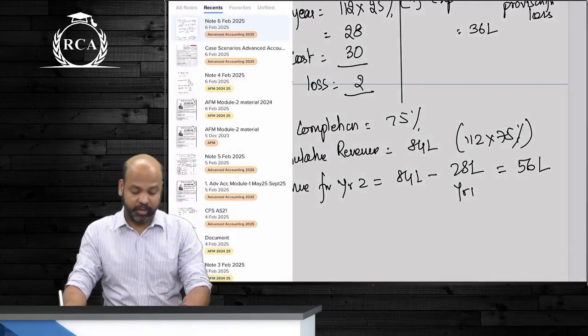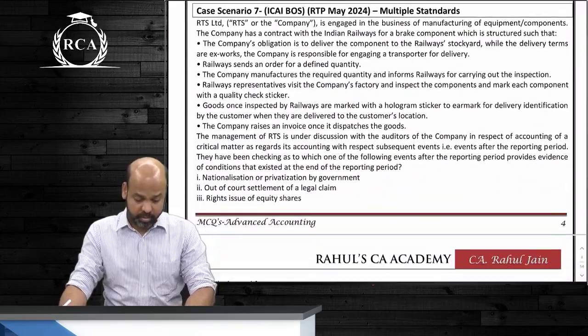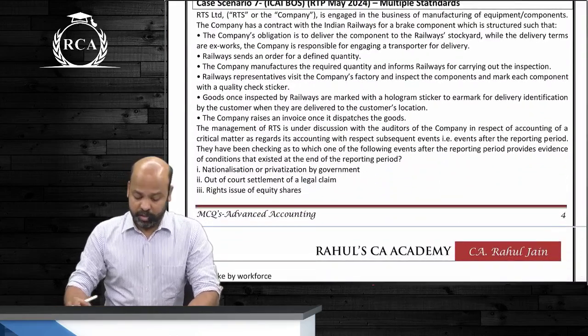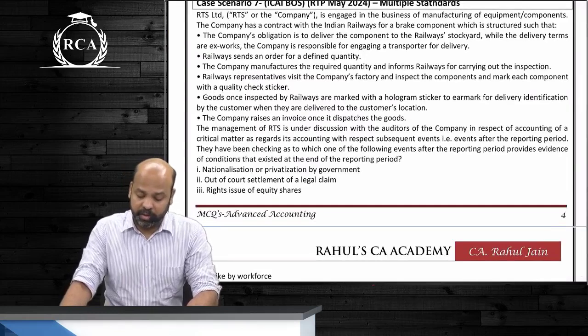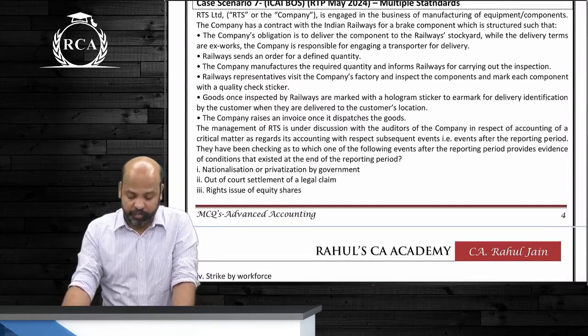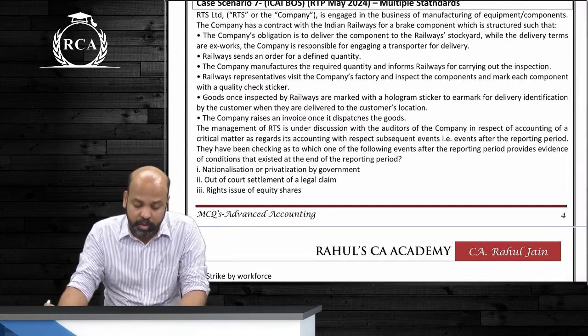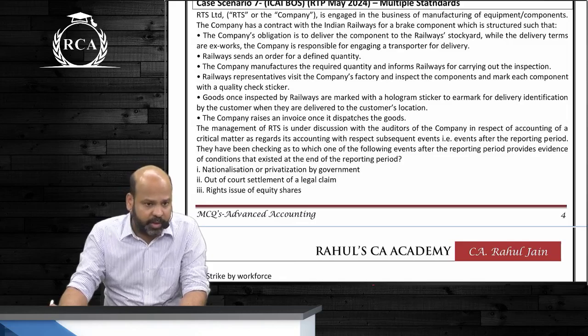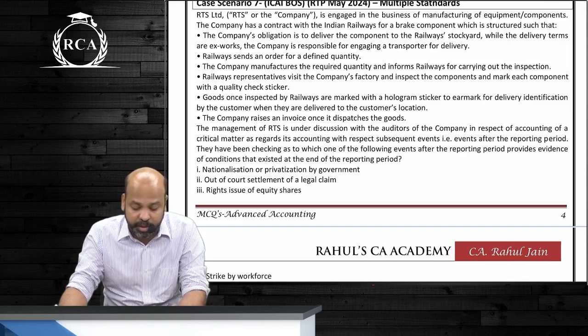Next case scenario, guys, case scenario 7. Read carefully, beta. RTS is engaged in the business of manufacturing of equipment or components. These are multiple standards. The company has a contract with Indian Railways for a brake component which is structured such that the company's obligation is to deliver the component to the railway stockyard. While the delivery terms are ex works, the company is responsible for engaging a transporter for delivery.